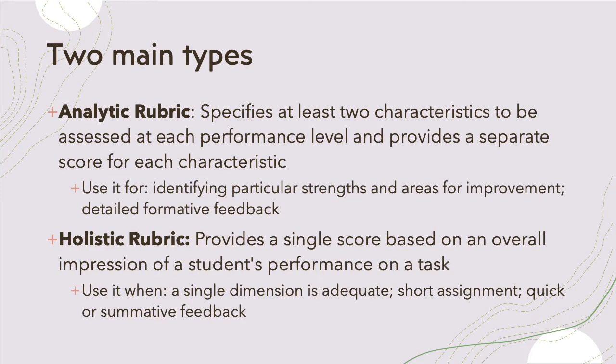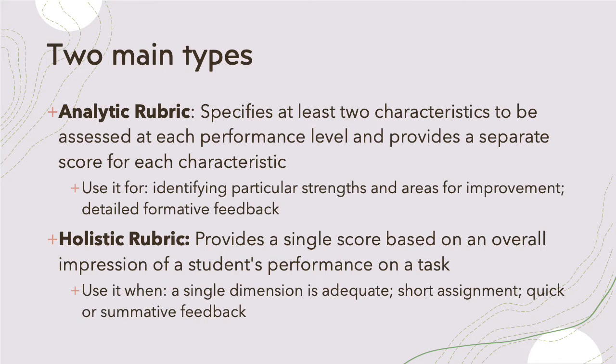There are two main types of rubrics used in higher education. The analytic rubric is what we'll spend our time talking about today, but I'd like to show you both. The analytic rubric specifies at least two characteristics to be assessed at each performance level and provides a separate score for each characteristic. You would use analytic rubrics for identifying particular strengths and areas of improvement across a research paper, for instance. And you can use it to provide detailed, formative feedback on student work.